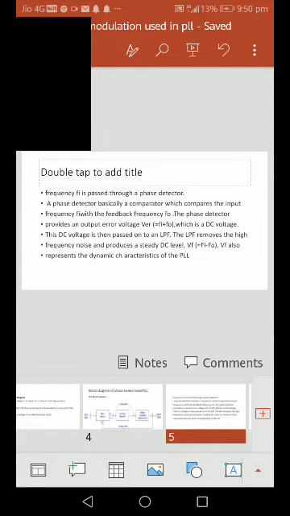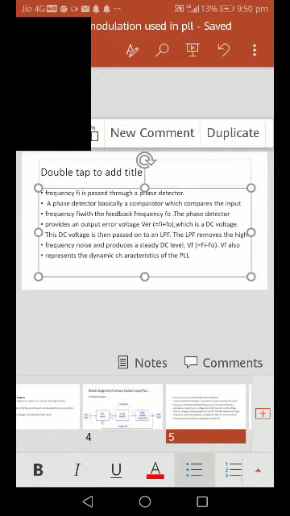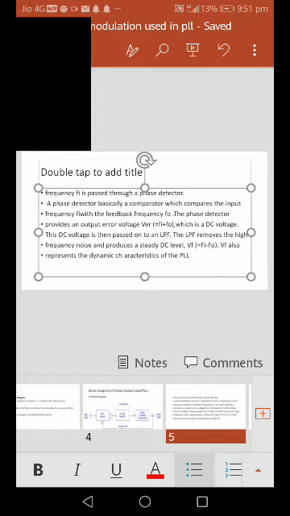The phase detector is basically a comparator which compares the input frequency with the feedback frequency f0, and the phase detector provides an output error voltage, Vε, which depends on the input frequency and the feedback frequency, and is a DC voltage. This DC voltage is then passed on to the low pass filter.